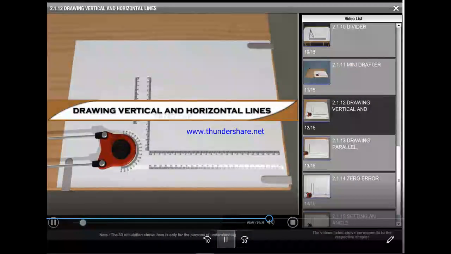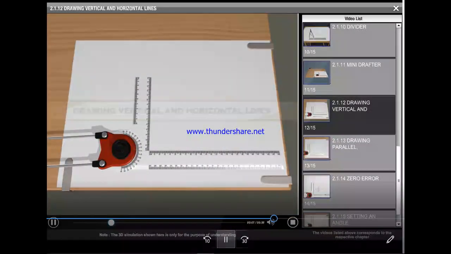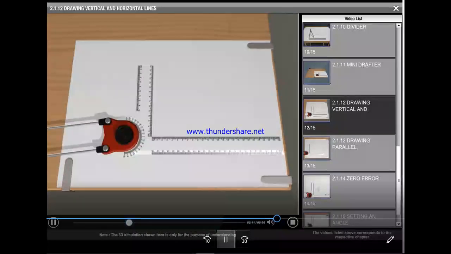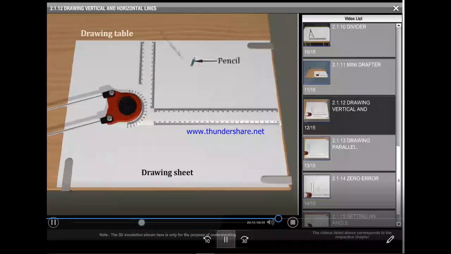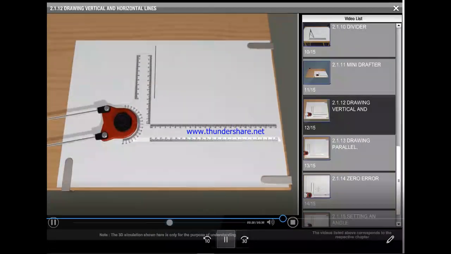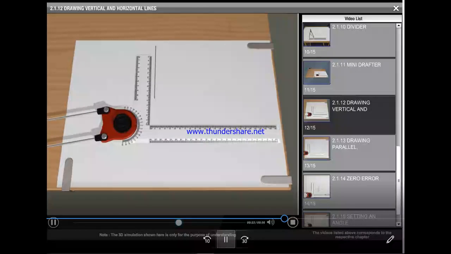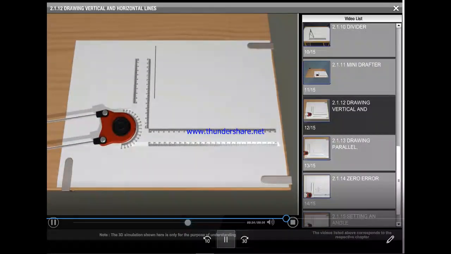In this video, we will see about how to draw vertical and horizontal lines easily with a mini drafter. It is used along with drawing sheet, drawing table, pencil. With the help of a mini drafter, vertical and horizontal lines can be easily and accurately drawn.